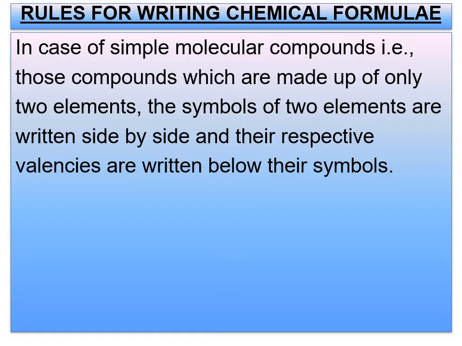So children, the following are the rules for writing a chemical formula. Each and every rule you have to keep in mind, no need to mug up. But while we are writing the formula, you have to remember these rules, okay? I have divided the compounds into three different types and each has its own rule. Listen carefully. In case of simple molecular compounds, that means those compounds which are made up of only two elements, the symbols of the two elements are written side by side and the respective valences are written below their symbols.